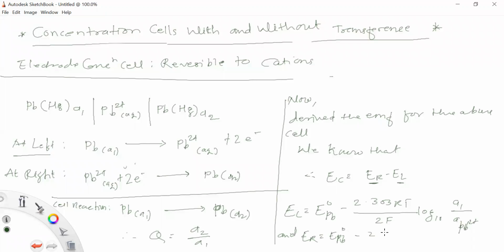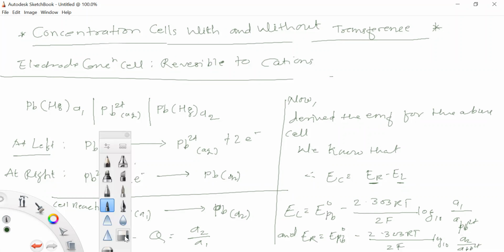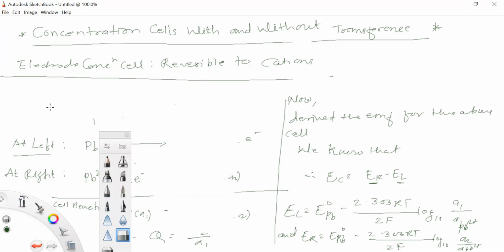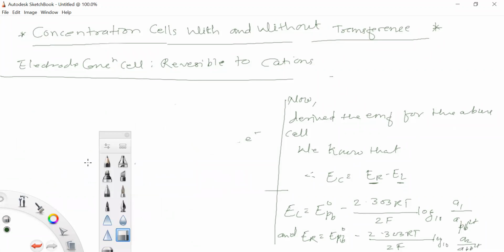E0Pb minus 2.303 RT upon 2F here also, then log of to the base 10 activity of A2 upon activity of Pb2 plus, same, right? So now combine these two expressions in this equation, that is EC is equals to ER minus EL, EC is equals to ER minus EL.